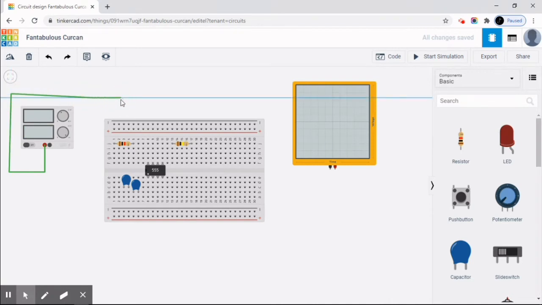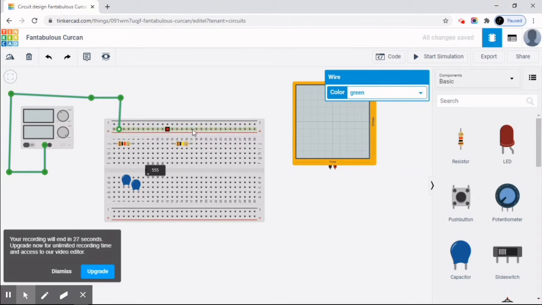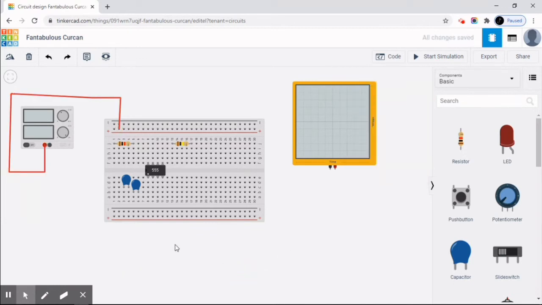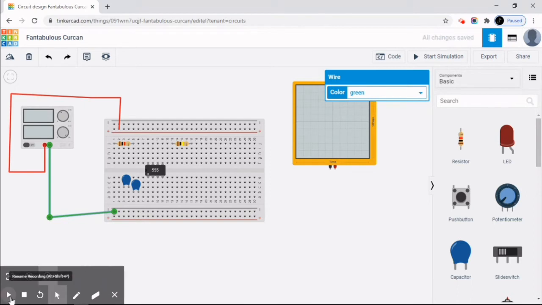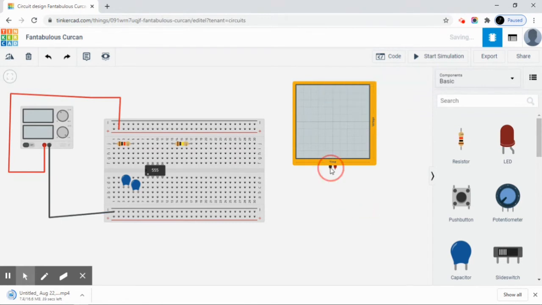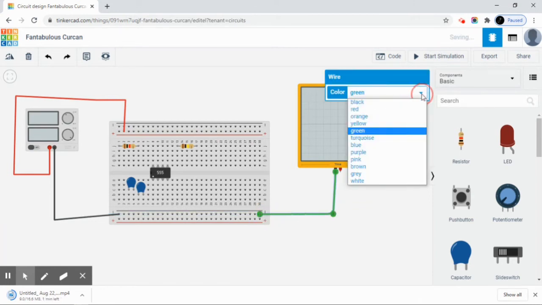Move power supply to breadboard. The whole row can act as positive terminal. Positive, so let me select red color. Okay. Then negative to negative. Change the color of this wire as black. Negative connection, ground connection. Let us connect the oscilloscope's negative terminal also to the negative end. Change the color of the wire as black.